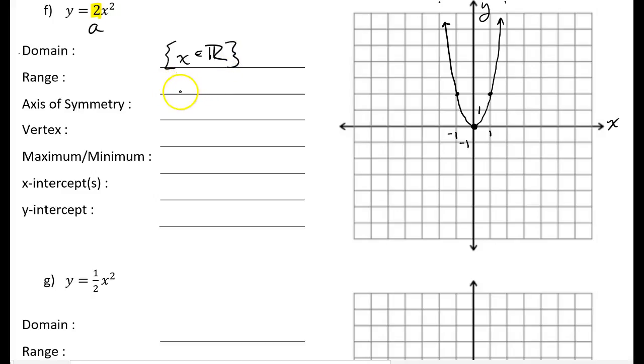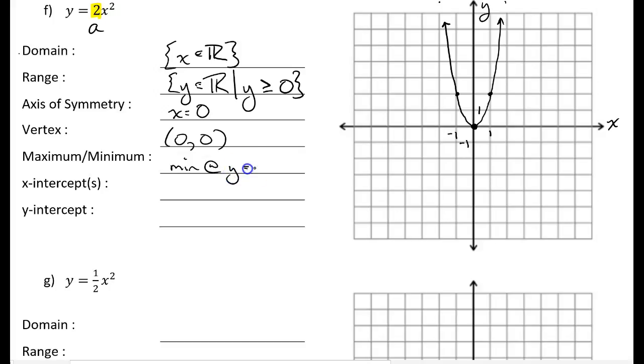My range also still follows the same formula because it's forever extending upward in this case, but it does have that vertex, that point where it doesn't go farther below. So that means we're going to start with y as an element of the reals, but y has to be bigger than or equal to 0. My axis of symmetry is where my x value is for my vertex, which is 0 because the vertex is 0, 0, and my minimum is also there. It's at y equals 0. X-intercept is 0, my y-intercept is also 0.